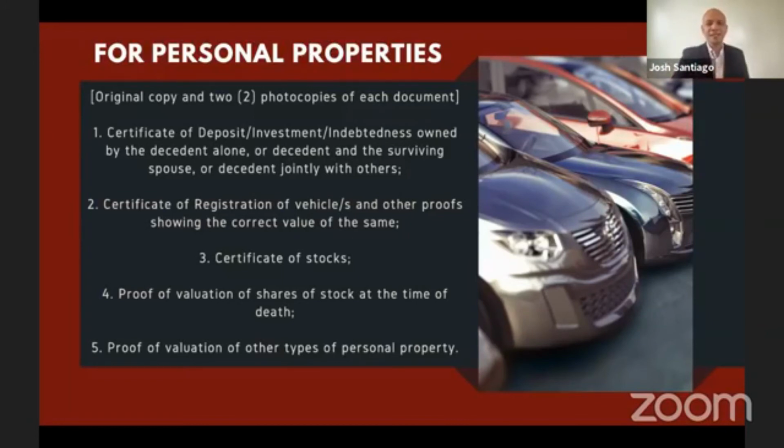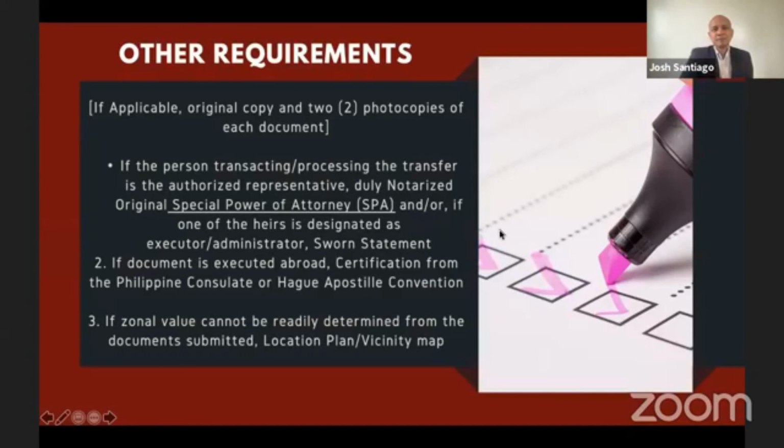The other requirement is the special power of attorney for the authorized representative of the designated executor or administrator. If the document is executed abroad, a certification from the Philippine Consulate or Hague Apostille Convention is needed. If zonal value cannot be readily determined from the documents submitted, a location plan or vicinity map is also needed. These requirements are for those who will represent, for example, other heirs living abroad when the estate needs to be settled here in the Philippines. So usually they execute an SPA.